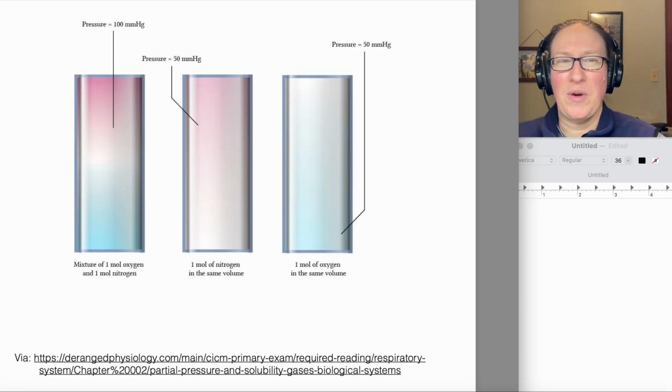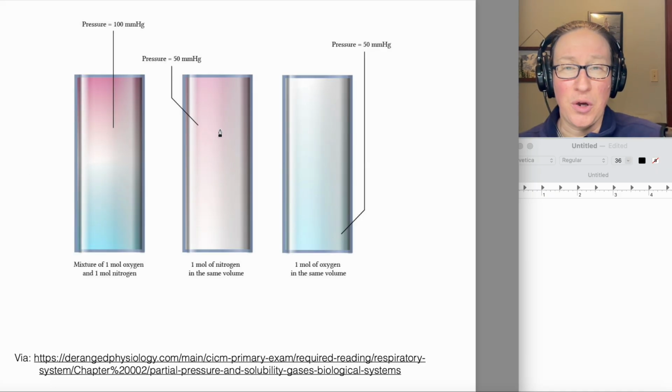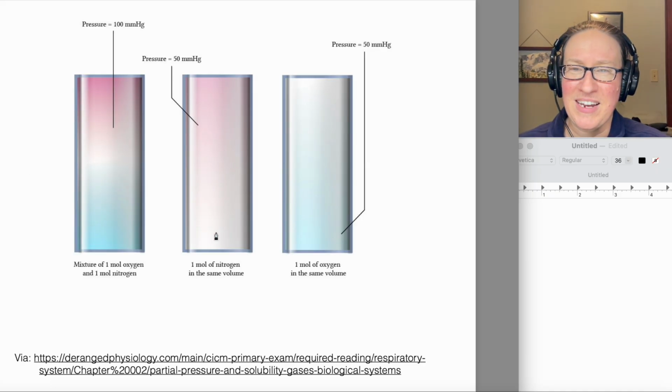Here's a slightly different way of looking at that. If we took a container of known volume that contained just 1 mole of nitrogen and measured the pressure of that container at 50 millimeters of mercury, and we took a second container of 1 mole of oxygen and measured that container's pressure at 50 millimeters of mercury, if we combined both of those, the overall pressure in the container would be 100 millimeters of mercury of that gas mixture.